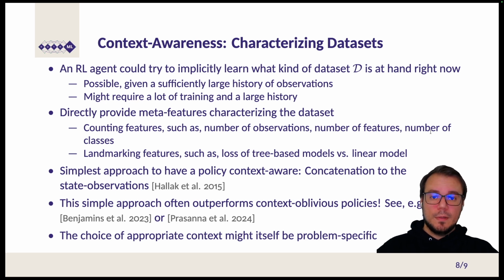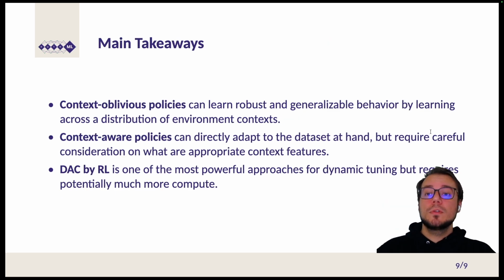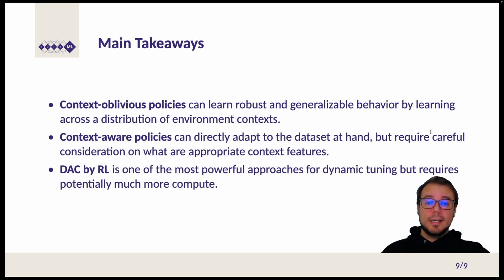but the most appropriate context might be still problem-specific. And to summarize, you should know that context-oblivious policies can learn robust and generalizable behavior by learning across a distribution of environment contexts. Context-aware policies, on the other hand, directly adapt to the dataset, but require careful additional considerations, which might make them a little bit more tricky to set up.